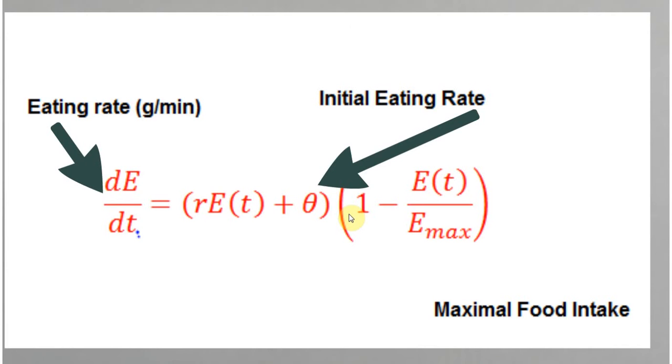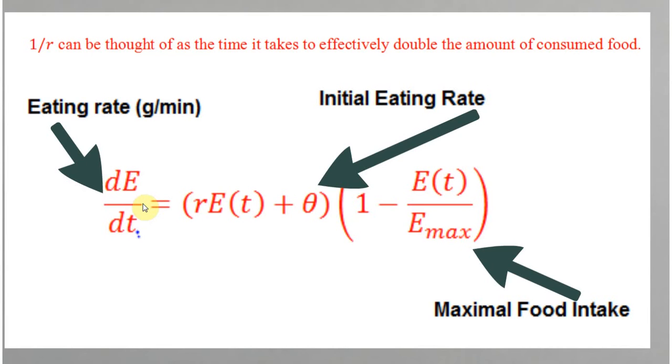So the dominant term is that first term in the product, which represents that initial linear phase. However, as E of t, which is the amount of food consumed at t minutes, reaches an Emax, the inhibitory phase begins right here. So that second term starts to dominate. As E of t gets close to Emax, this fraction gets close to 1, and this term gets close to 0, and the eating rate reduces to 0, and it flattens. So we get the self-limiting nature of eating, the cumulative intake curves, built into this model. So everything is there.